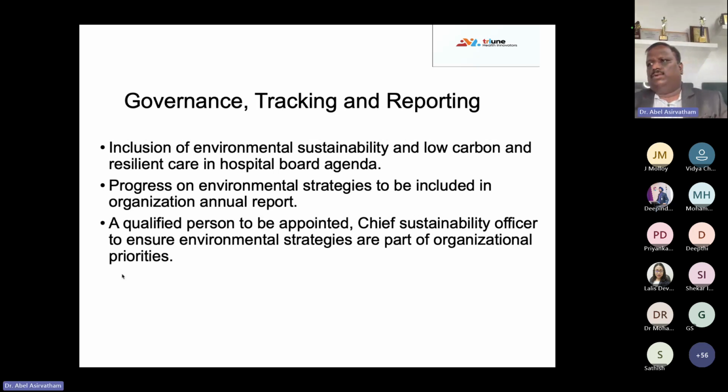So when it talks about governance tracking and reporting, it includes some metrics in the board agenda. Okay, progress on environmental strategies to be included in the organization annual report. Okay, a qualified person to be appointed chief sustainability officer to ensure environmental strategy. I know it's not so easy to get the same qualifications, but it's again left to the hospital policy. One of the examples which I can suggest is, if you have an ESG officer in your hospital, they can be given an additional role as a chief sustainability officer also.